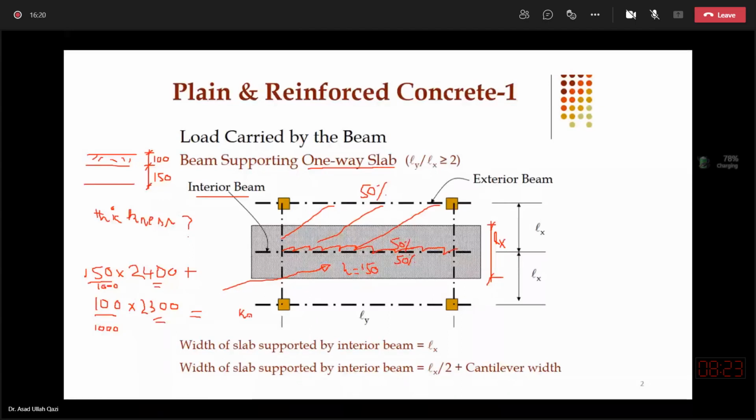So can you respond to me what you will get: 150 over 1000 into 2400 plus 100 divided by 1000 into 2300. How much will be the service self-weight pressure? Can you calculate? Please use your calculators.